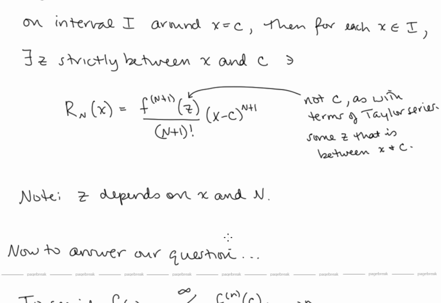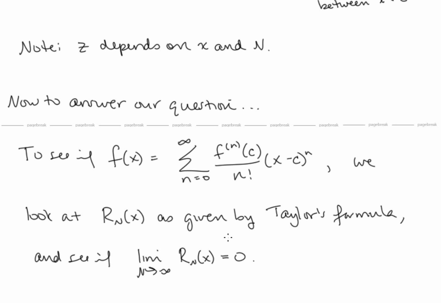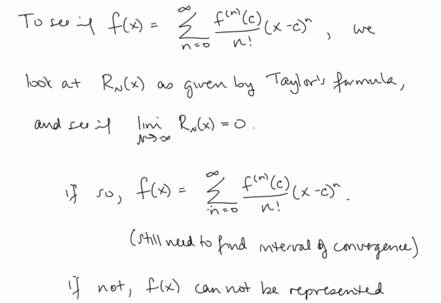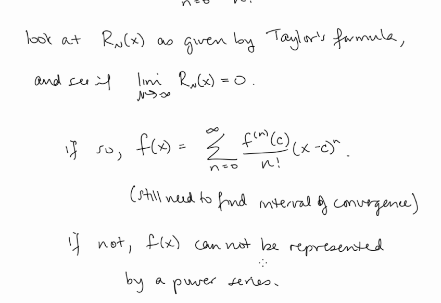So now to answer our question, to see if the Taylor series actually converges to f of x, we look at r sub n as given by Taylor's formula and see if the limit as n goes to infinity is equal to 0. If so, then we know that our Taylor series converges to f of x, and we would go on to find the interval of convergence and go from there. If not, f of x cannot be represented by a power series.